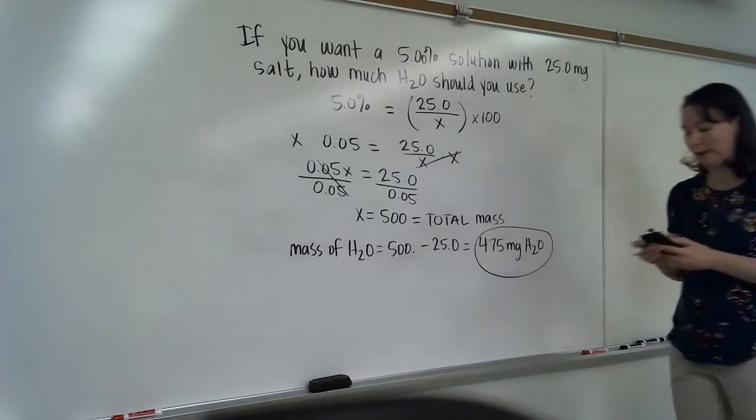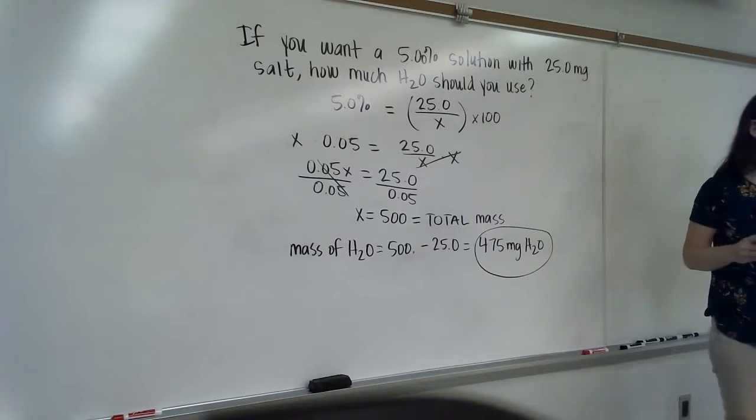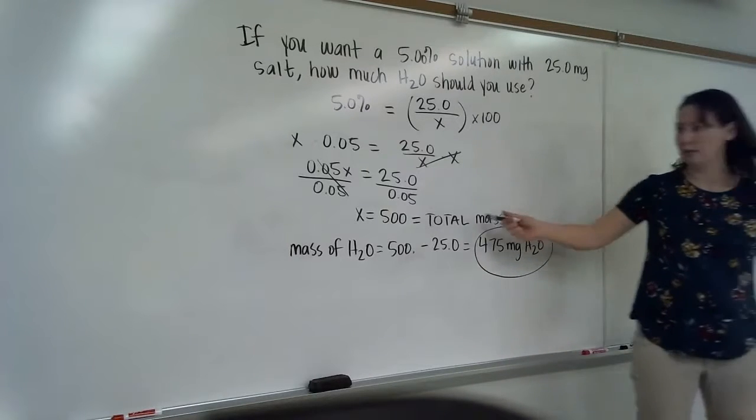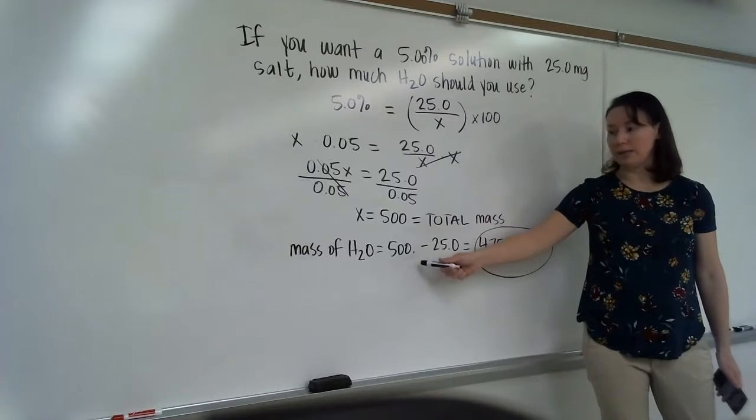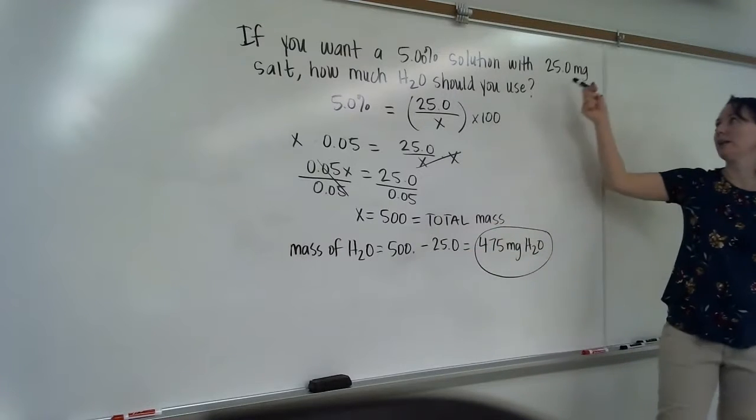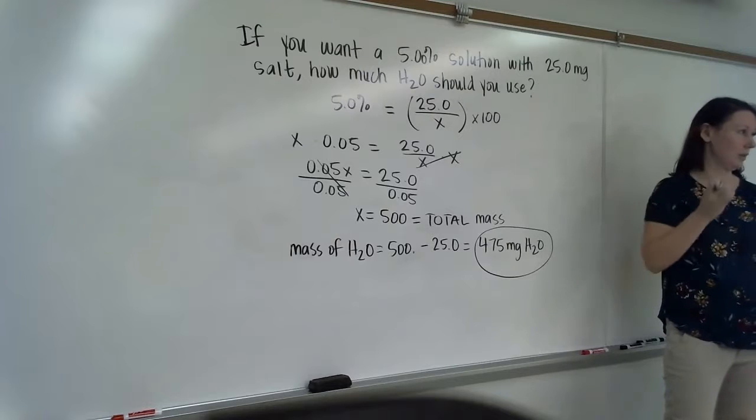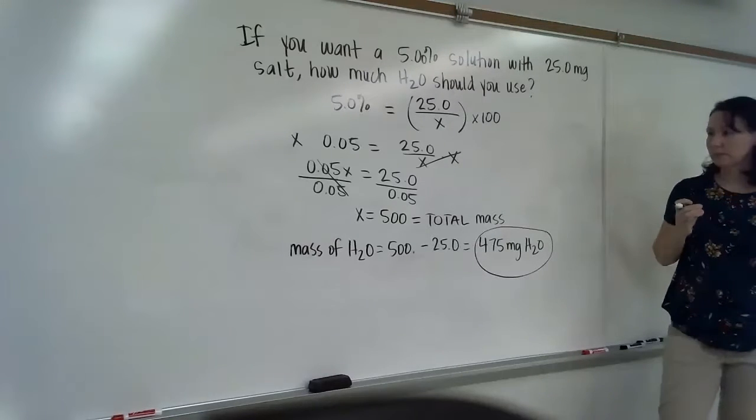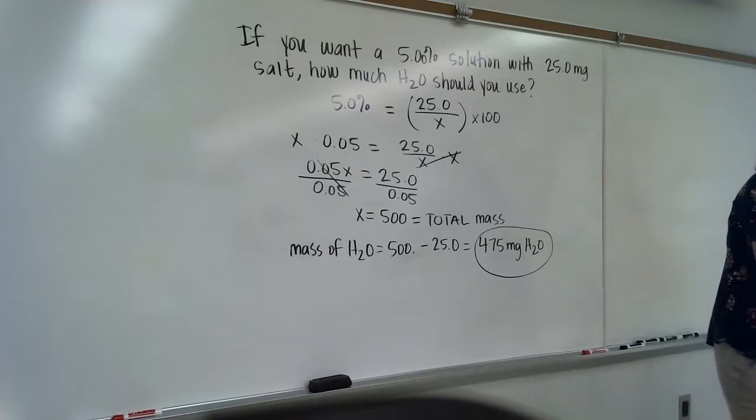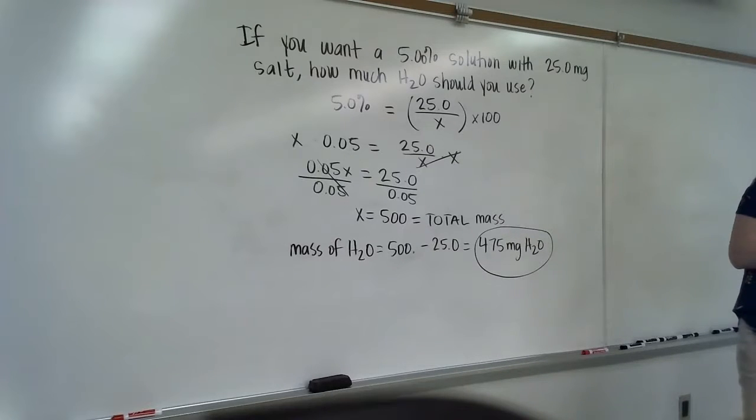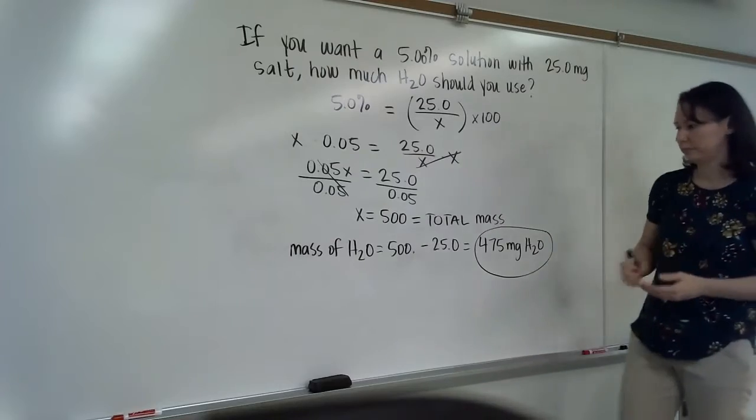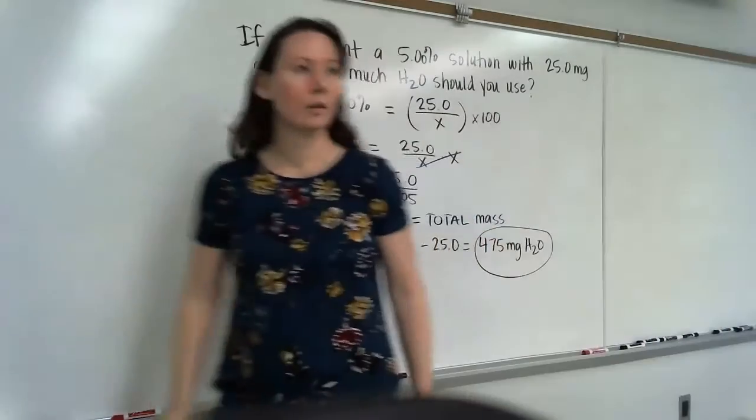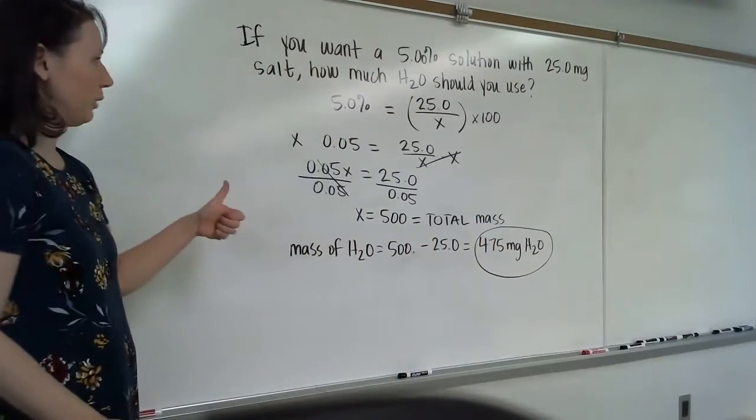Does everyone see why we had to subtract out 25? Because this is the total mass, right? What we solved for is the total mass. We need to get the mass of the water, which means we have to subtract out the mass of whatever our solute is. Does this make sense? Any questions on this one? We good on these kinds of problems?